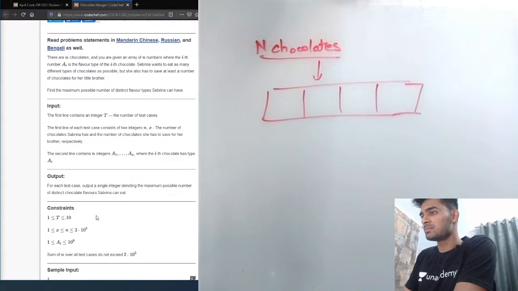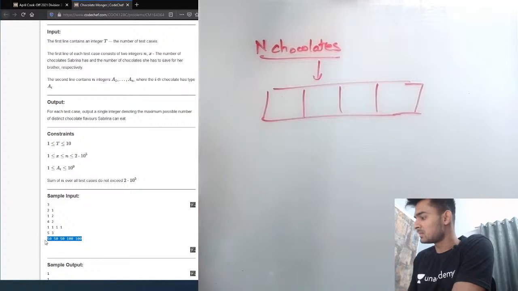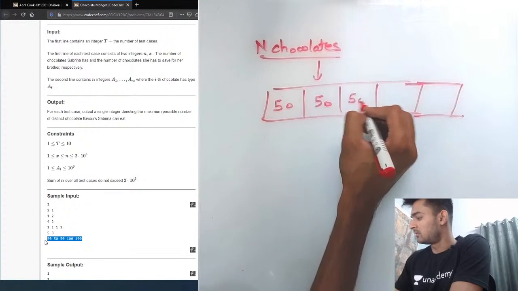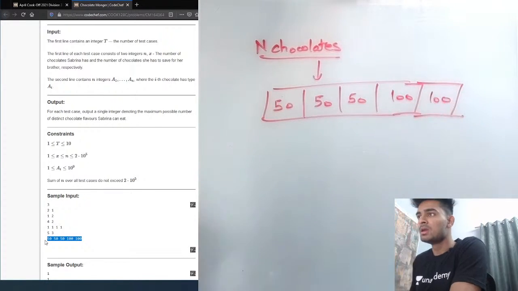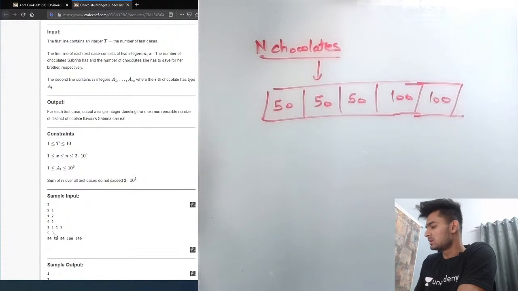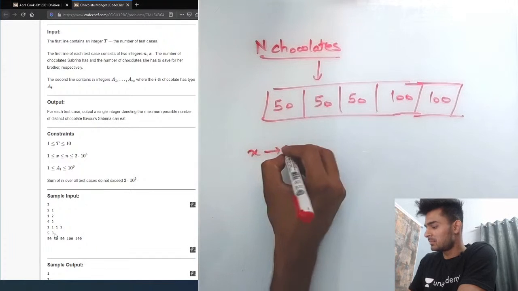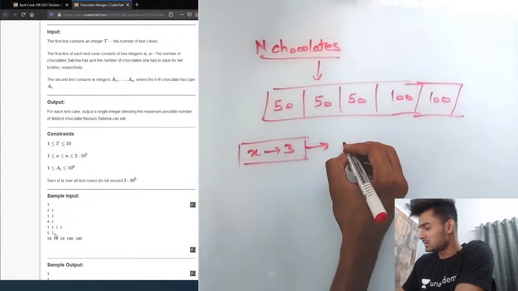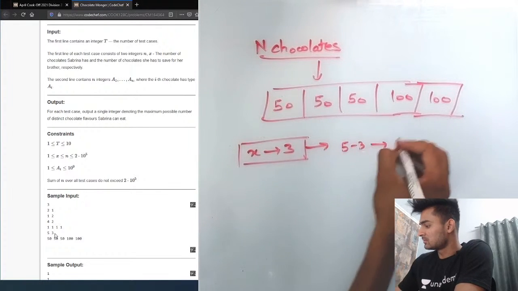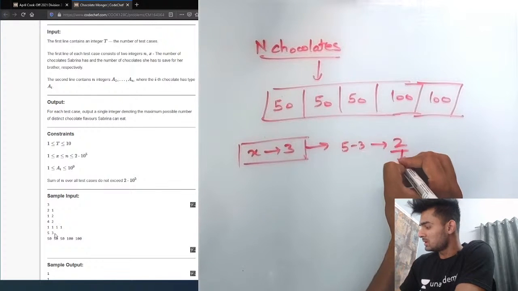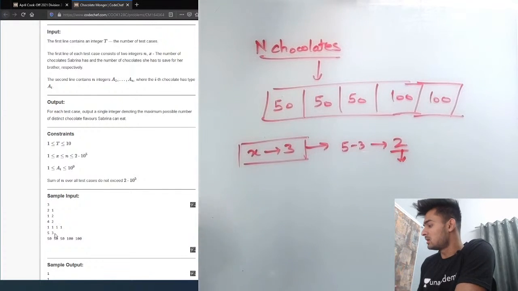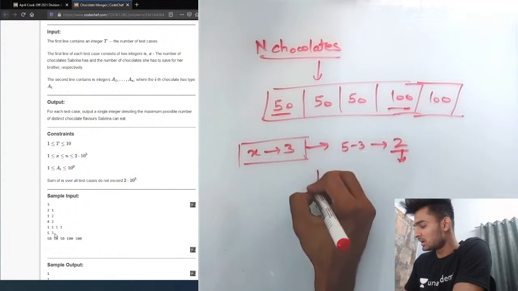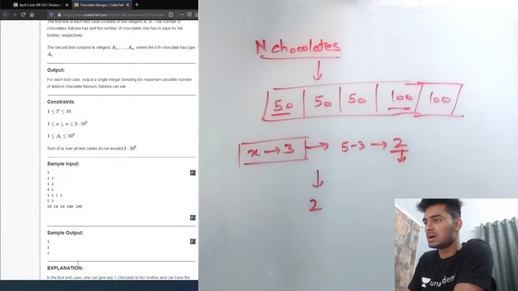So let's take the very first example. We have 5 chocolates. This is 50, this is 50, this is 50, this is 100, this is 100. Now x is 3 here, that means her brother eats 3 chocolates. So she is going to be left with 5 minus 3, that is 2. These two have to be the maximum number of distinct values. As you can see, there are two distinct values, 50 and 100. Therefore, the answer for this case will be 2.